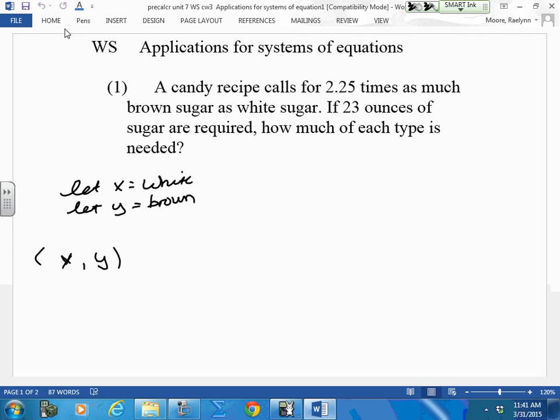Now, here's your goal. You have two variables. You have to get two statements out of this. So we know that the brown is 2.25 times as much as the white. And the next part they told us was if 23 ounces of sugar are required, how much of each type is needed. So see if you can get me a statement out of here.